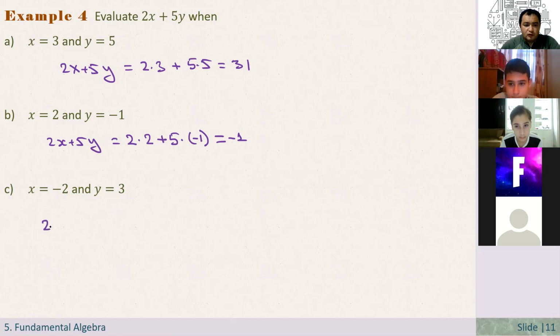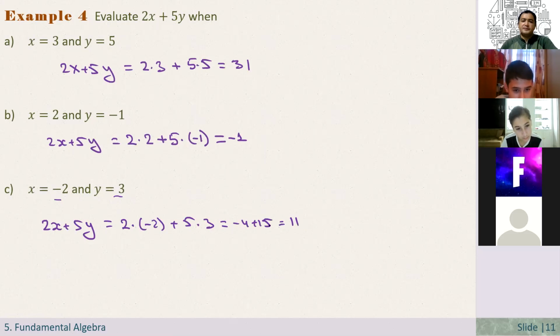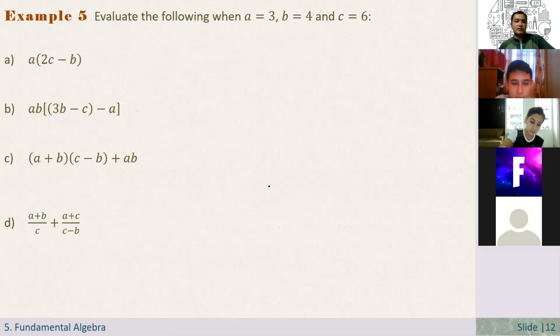Here we have 2x plus 5y. Actually here the values of these variables are given. So we should just substitute: 2 times what is x? It is -2. Plus 5 times what is y? It is 3. So 2 times -2 is -4, plus 15. That's equal to 11, right? This is how we evaluate this.